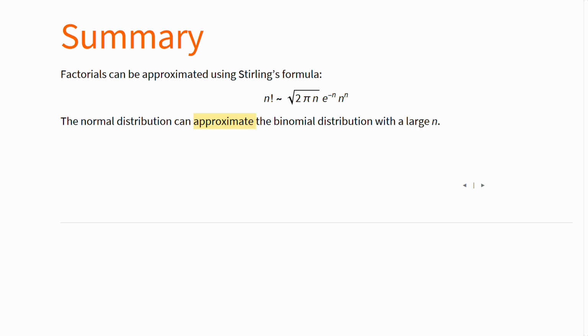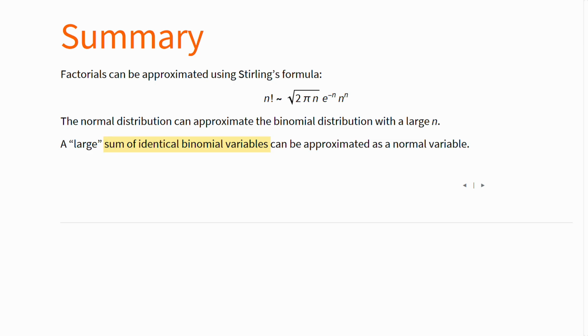So, in summary, factorials can be approximated using Stirling's formula, which is useful for transferring from discrete to continuous contexts. The normal distribution can approximate the binomial distribution with a large n. It can also be expressed as this statement: a large sum of identical binomial variables can be approximated as a normal variable.